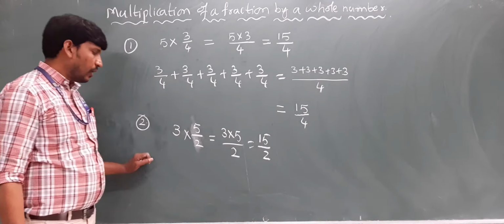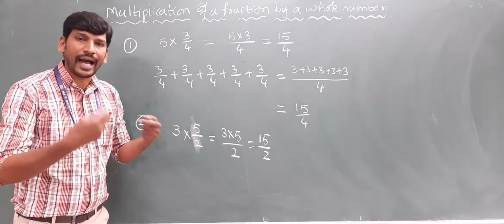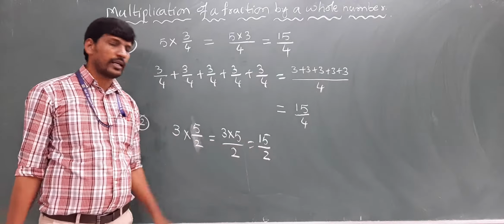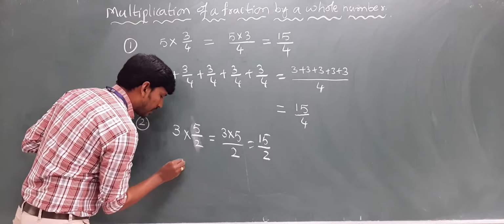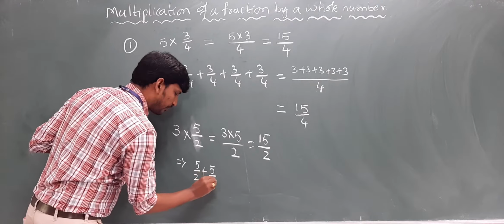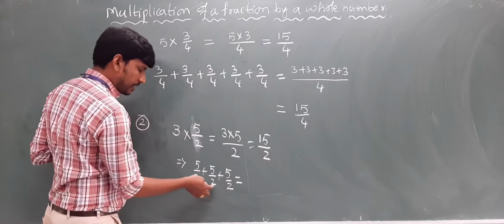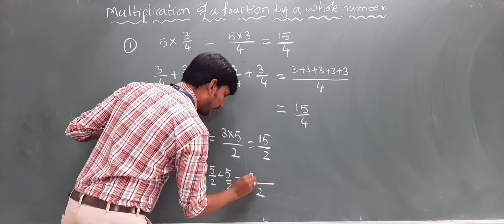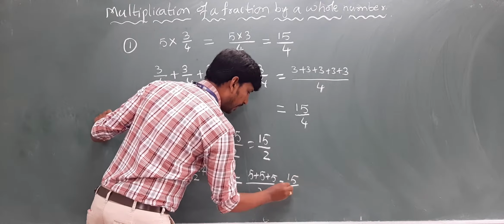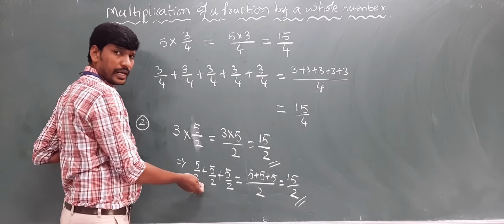That means we are adding 5 by 2 how many times? 3 times. So instead of adding 3 times, we are multiplying the given fraction with 3, and we will get the answer. We will see it in addition also. 5 by 2 plus 5 by 2 plus 5 by 2 is equal to 5 plus 5 plus 5, because the denominators are the same. 5 plus 5 plus 5 is equal to 15 by 2. See, we got the same answer.